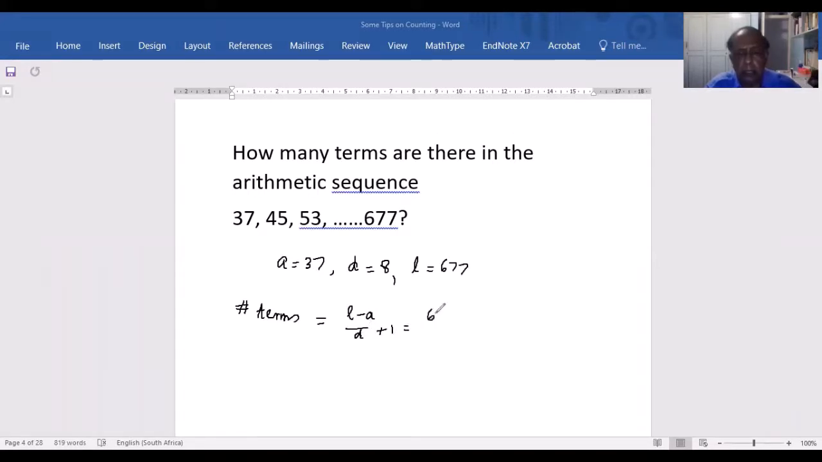And your L, we saw, was 677. Your A is 37. Dividing by D, which is 8. And then you add 1 to that. This is 640 divided by 8. So that is 80 plus 1 is 81. So there are 81 terms in this arithmetic sequence. All right, so this is the first part we have done, to tell you how to count the number of terms in an arithmetic sequence. There's a little formula for it.